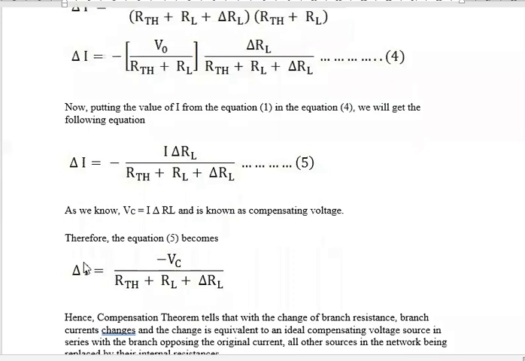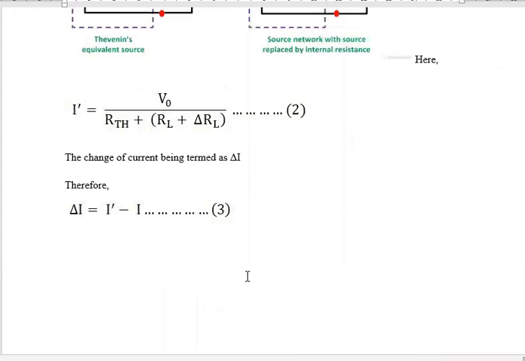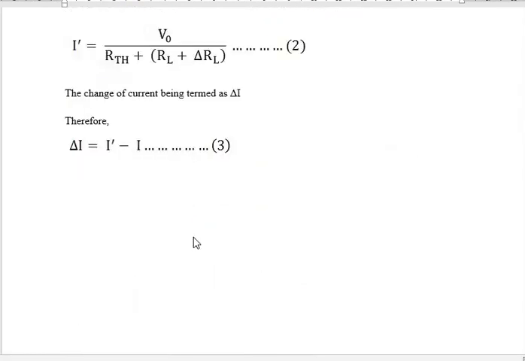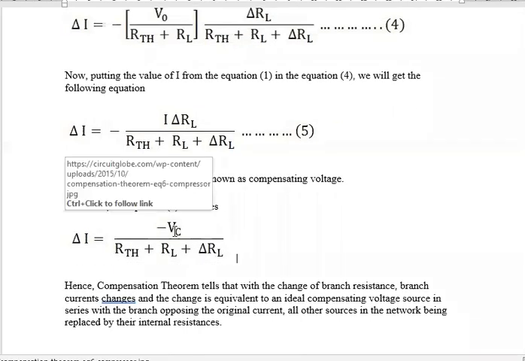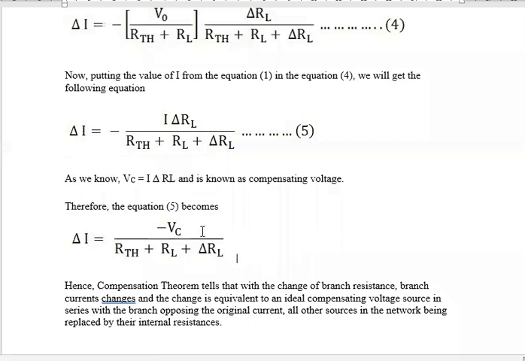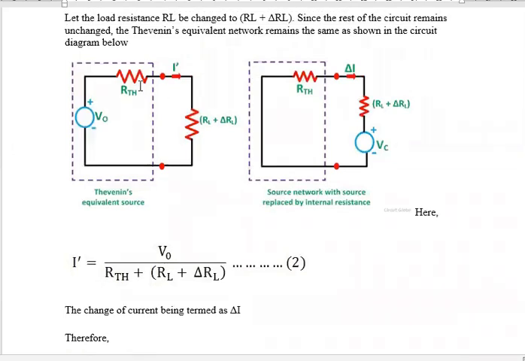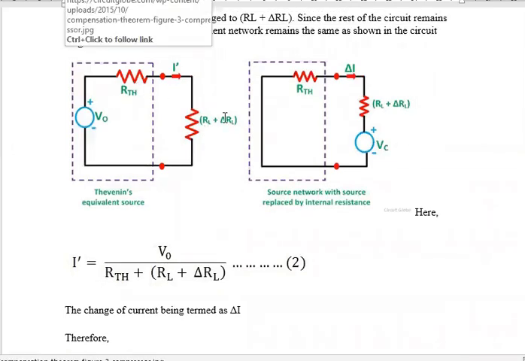Now this is the formula to find the change in current through the load branch in which the change in resistance is being applied. So the change in current expression is compensating voltage VC by RTH plus RL plus delta RL. The polarity doesn't matter; it just indicates that the compensating voltage opposes the change in current.